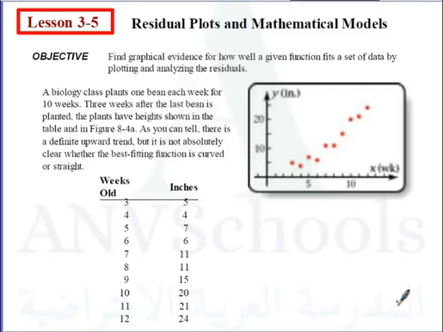Welcome to Lesson 3-5, Residual Plots and Mathematical Models. Our objective for this lesson is to find graphical evidence for how well a given function fits a set of data by plotting and analyzing the residuals. So remember the residuals from Lesson 3-3.